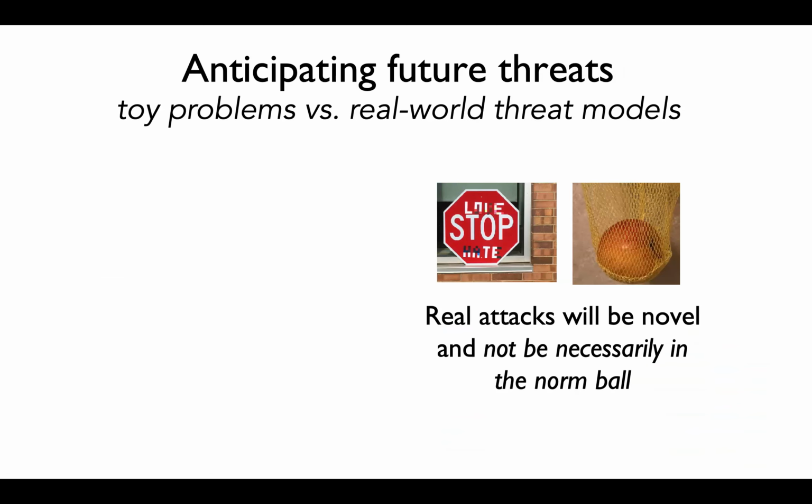So moving ahead, I think we have talked about some simple toy problems. We've talked about the adversaries being constrained, that they can make changes, but those changes are bounded by a certain maximum L2 constraint or an L infinity constraint or an L0 constraint. But it turns out that the real attacks would be novel and would not necessarily be in the norm ball. And people are already working on this.